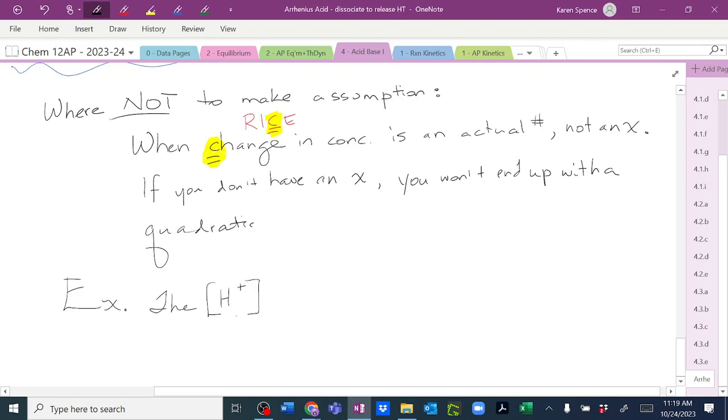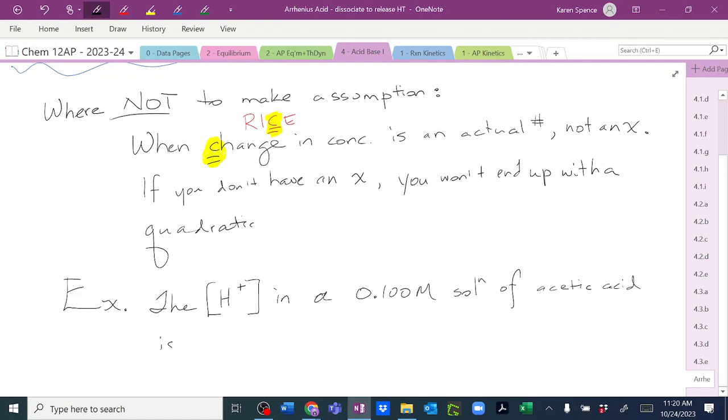The hydrogen ion concentration in a, again, we're going to use simple concentrations, 0.100 molar solution of acetic acid is, what's a good concentration? I don't know. Hold on, let me think hard. 4.2 times 10 to the minus 5 molar. Sure, that sounds good. Let's hope this works.